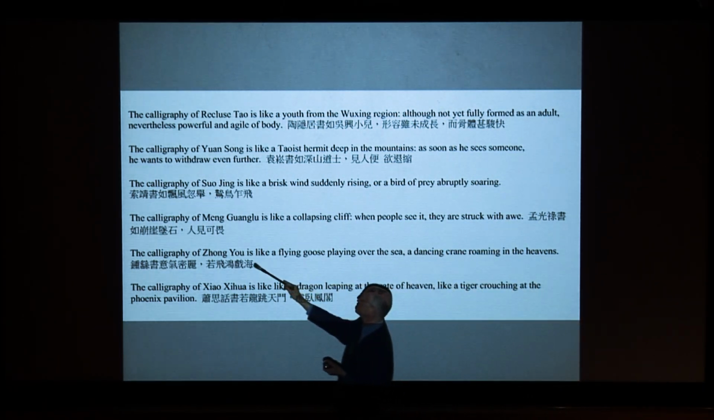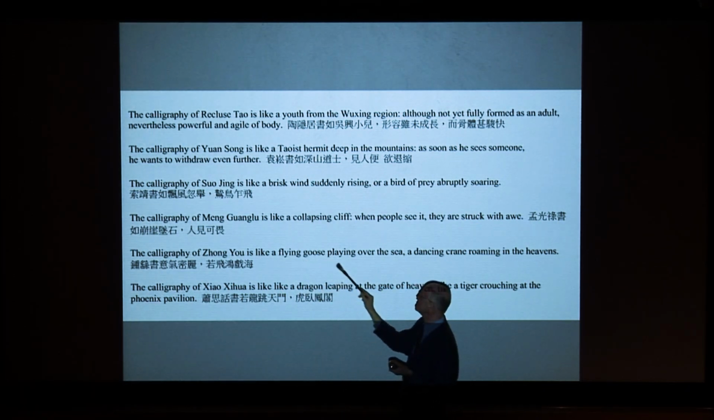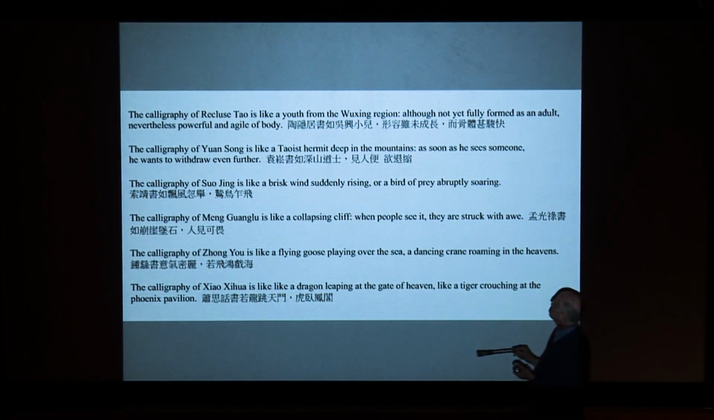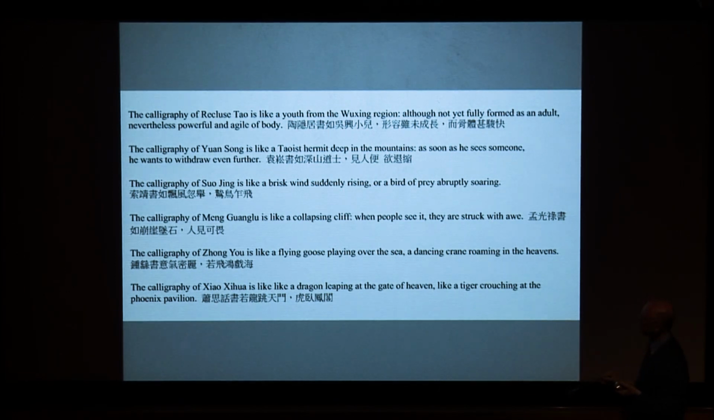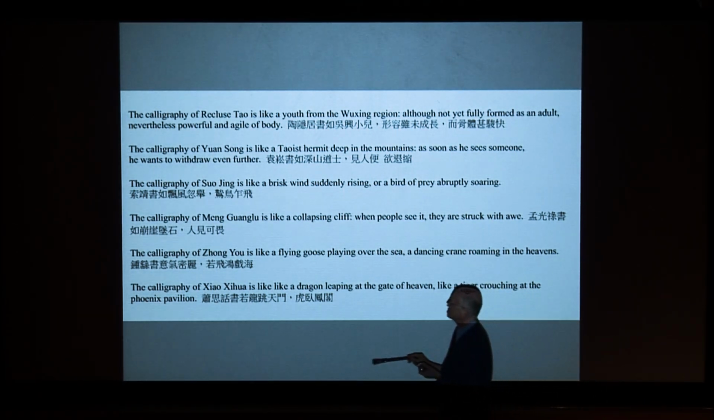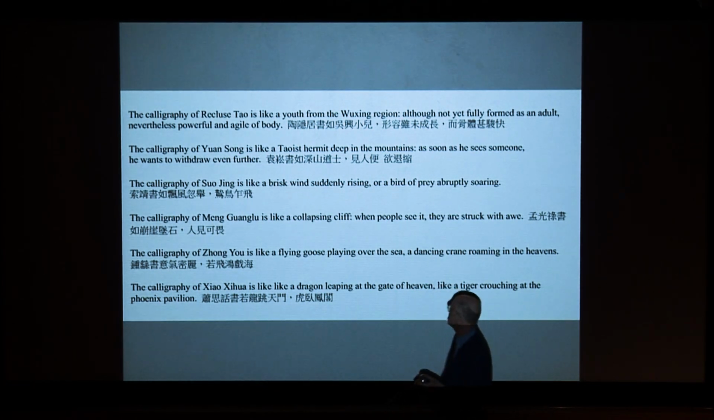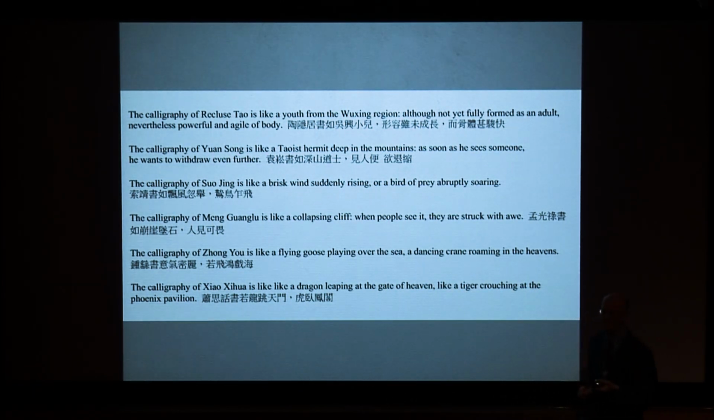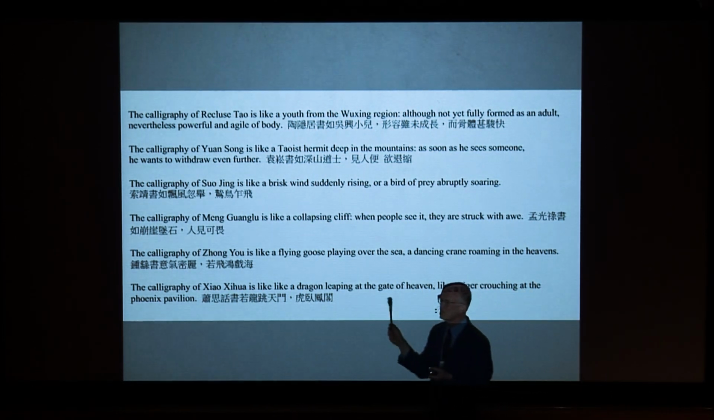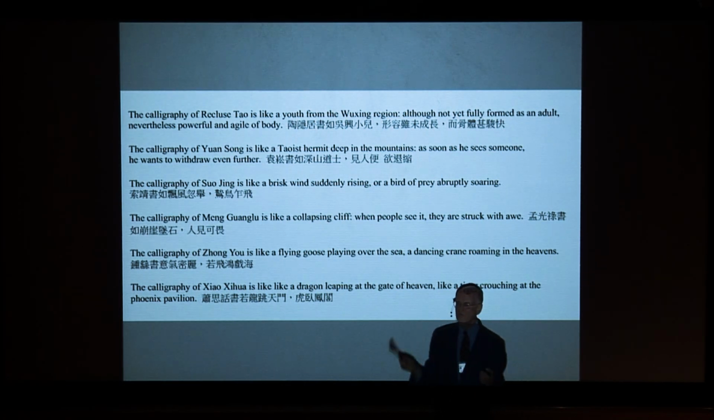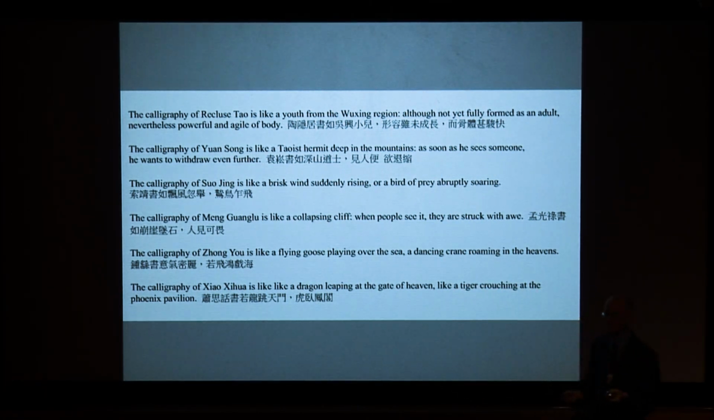The calligraphy of Zhongguo is like a flying goose playing over the sea, a dancing crane roaming in the heavens. The calligraphy of Xiao Sihua is like a dragon leaping at the gate of heaven, like a tiger crouching at the Phoenix Pavilion. Remember that movie a few years ago? There's a crouching. A lot of the language of calligraphy criticism is related to the language of martial arts. And you'll notice a recurring taste for metaphors based on kinetic force, movement, and action.